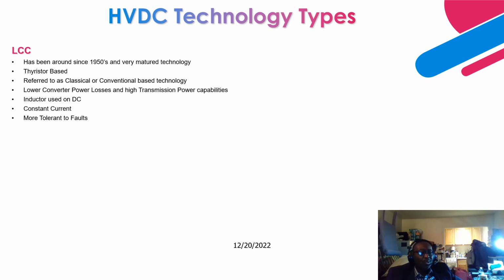It is more tolerant to faults, and what does that mean? When we say that line commutator converters are very tolerant to fault, it means that it has the ability to control through thyristor control. You can control the thyristor by changing the firing angle of the thyristors to be able to control the fault. You can also utilize the large size inductor to basically limit the fault.